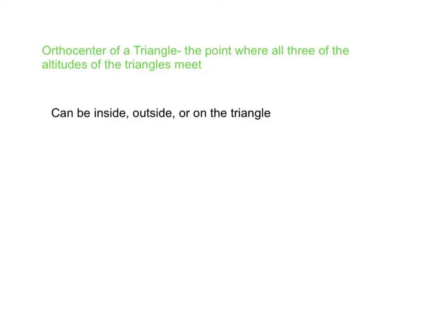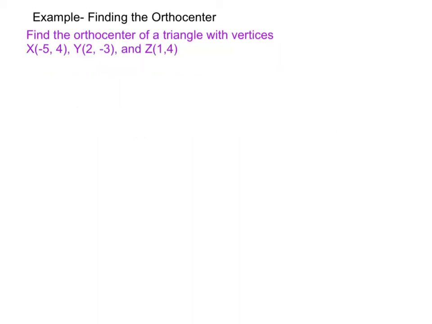One important note about the orthocenter is that it can be inside, outside, or on the triangle. In our diagram in the slide before, we saw the orthocenter outside, but we can also have inside or on. So we don't have a theorem or anything. All we have to do really is find the orthocenter in an example. So we're told to find the orthocenter of a triangle with vertices X at -5, 4, Y at 2, -3, and Z at 1, 4.